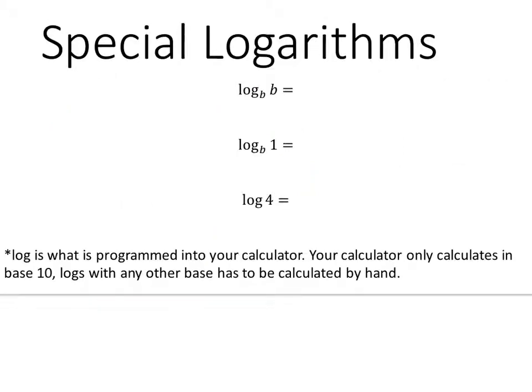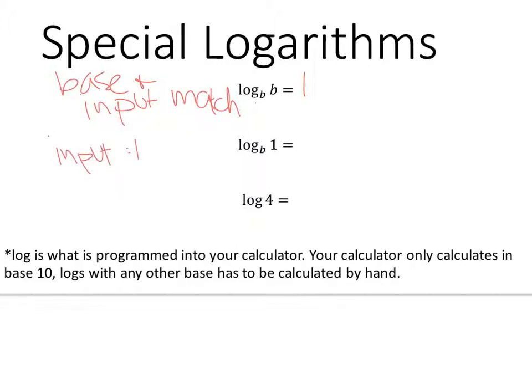There are some special logs that we need to talk about. This first one is just saying when the base and the input match. So notice how I have log base b, but then the input's also b. So when your base and your input match, your answer is just going to be 1. When your input is 1 in the second step, then that means the answer is 0.